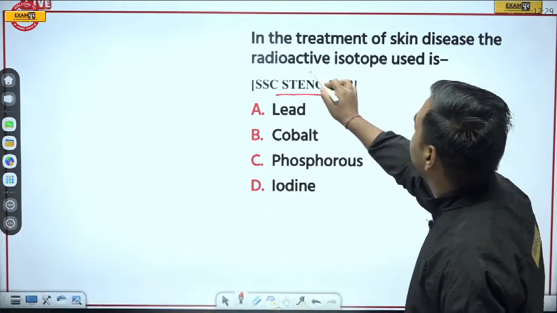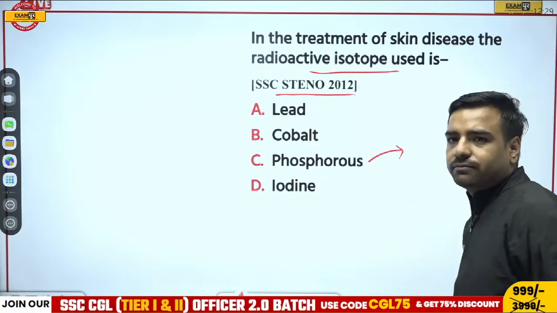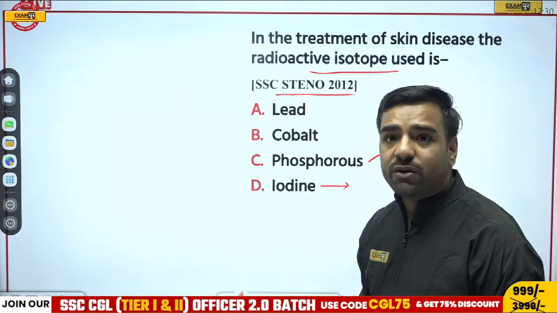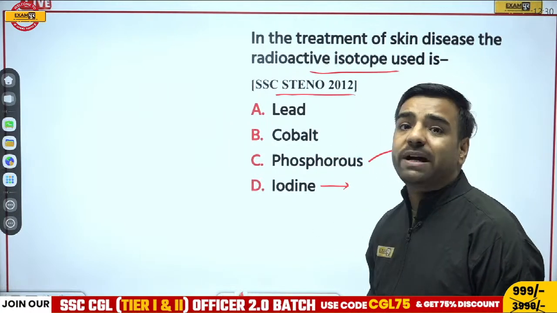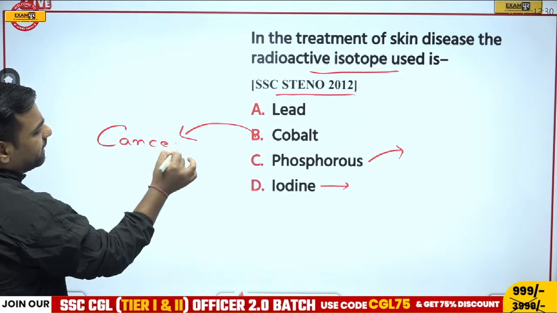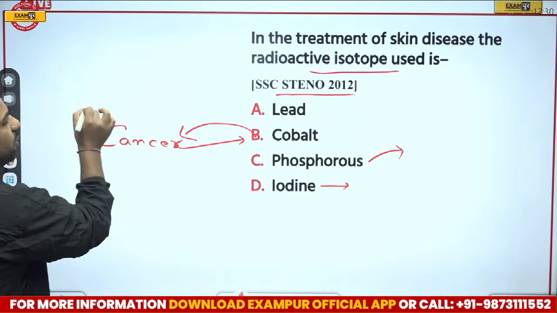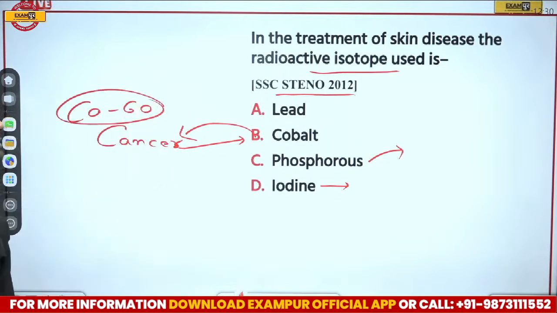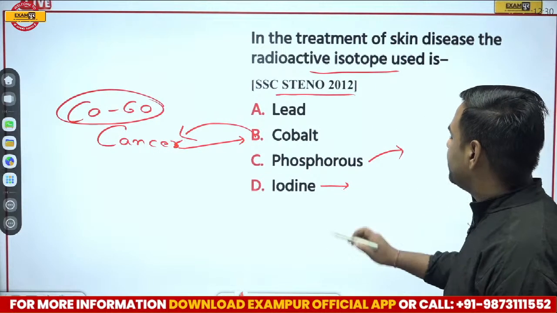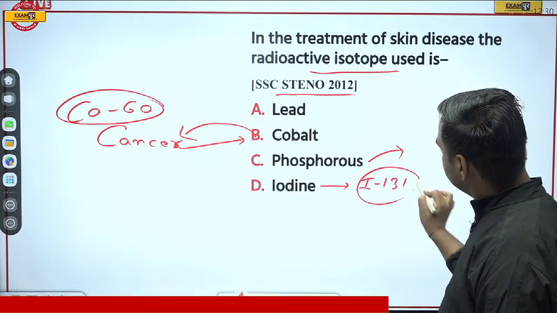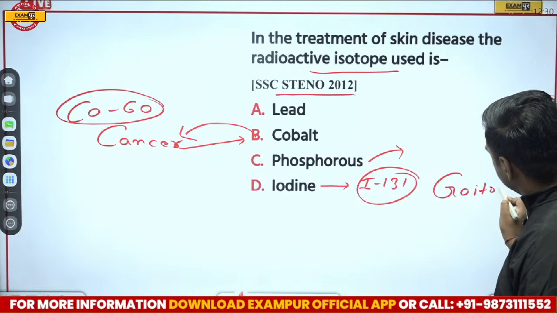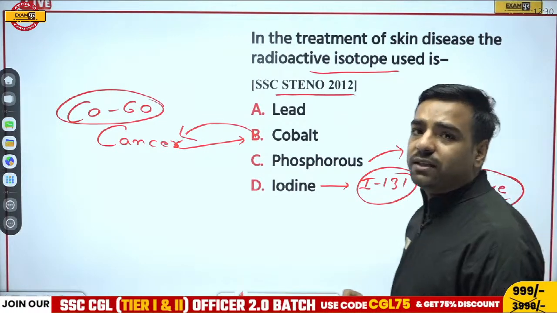See, if I talk about these radioactive isotopes, there is phosphorus 32. If I talk about iodine, I'll talk about iodine 131. If I talk about cobalt, I'll talk about cobalt 60. So please remember, when we talk about the treatment of cancer, I'll use cobalt 60, that is Co-60, because we are talking about radioactive isotopes. So Co-60 is used in the treatment of cancer. If I talk about iodine 131, please remember where it is used: if there's an issue with goiter, remember that part, goiter. If there's a lack of iodine, there's an issue in the thyroid gland.